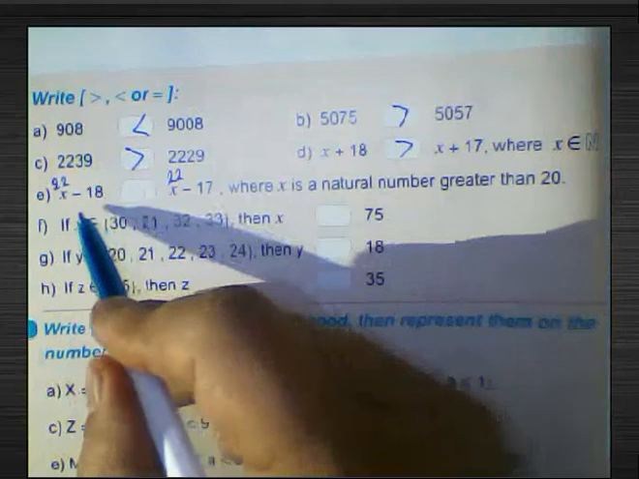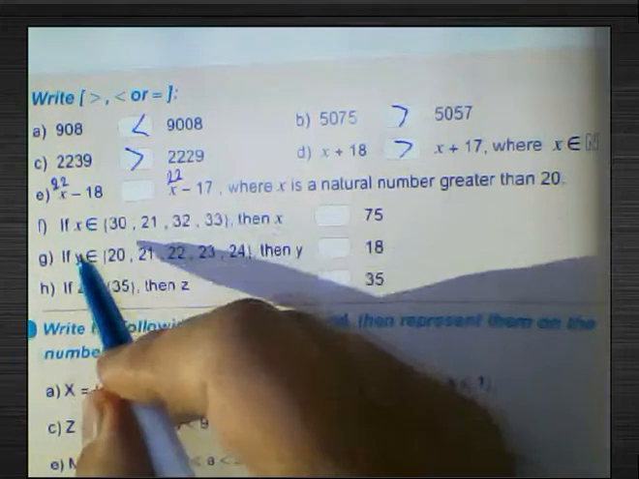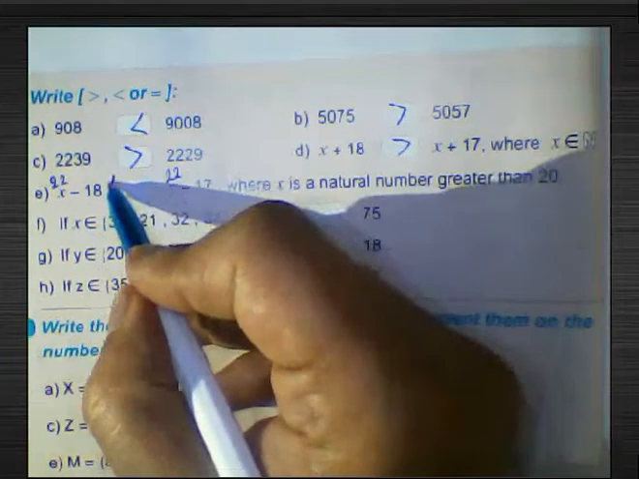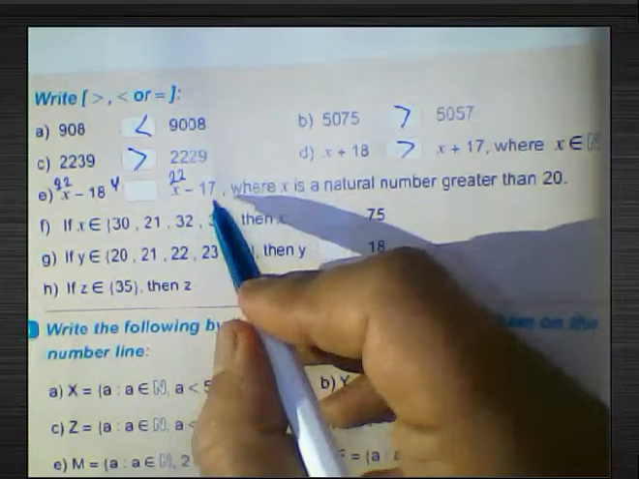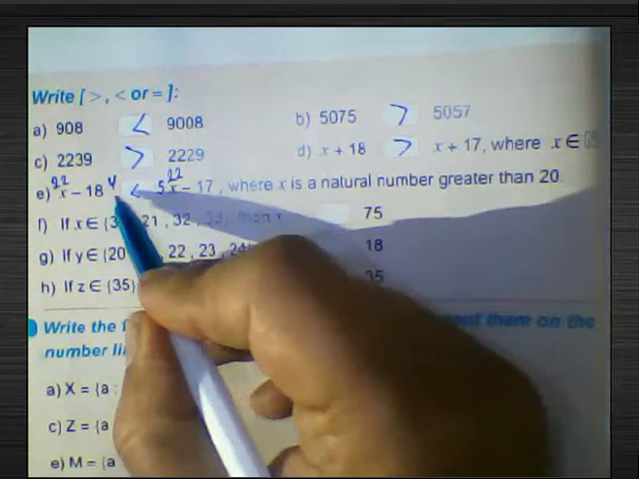22 subtract 18, 22 minus 18, the result will be 4. 22 minus 17, the result will be 5. So 4 is less than 5.